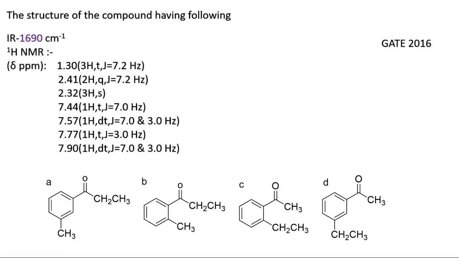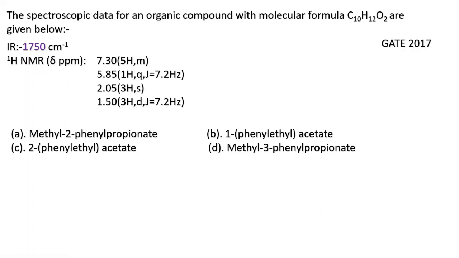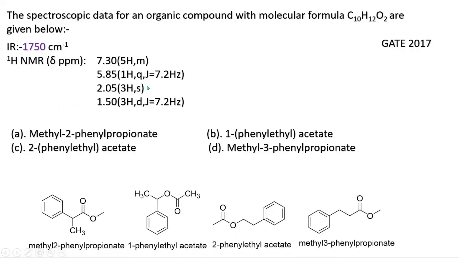Now we will move to the next question, that is the spectroscopic data for an organic compound with molecular formula C10H12O2 given below. They have mentioned IR data 1750 cm inverse and 1H NMR, that is they have mentioned 4 values. Based on this they have given 4 options. They have given only IUPAC nomenclature. So first we have to know how to convert IUPAC into a structure. I have already done this. So if you see the IUPAC for this, methyl 2-phenyl propionate, I have drawn all the structures. This question was asked in GATE 2017.